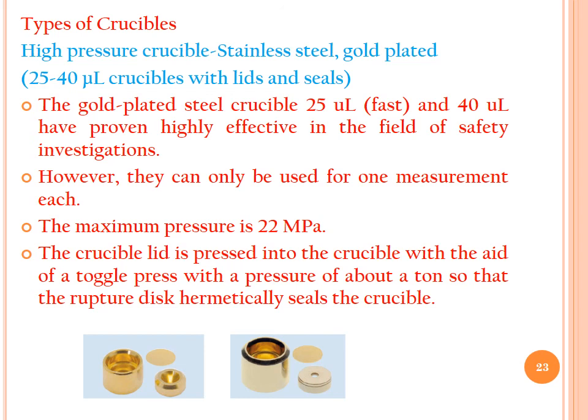The gold plated steel crucibles of 25 microliter and 40 microliter have proven highly effective in the field of safety investigations. However, they can only be used for one measurement each, so you can say it's a disposable type of crucible. The maximum pressure is 22 MPa. The crucible lid is pressed into the crucible with the aid of a toggle press with a pressure of about 1 ton, so that the rupture disc hermetically seals the crucible.